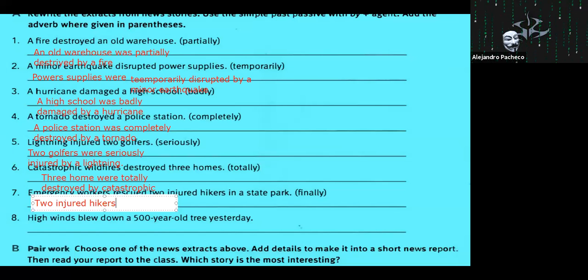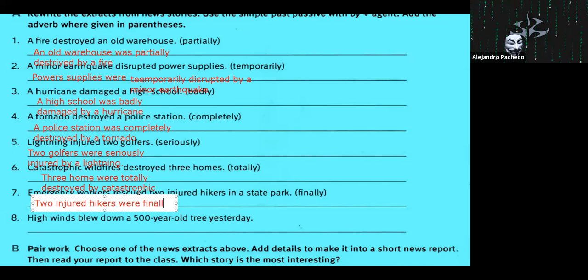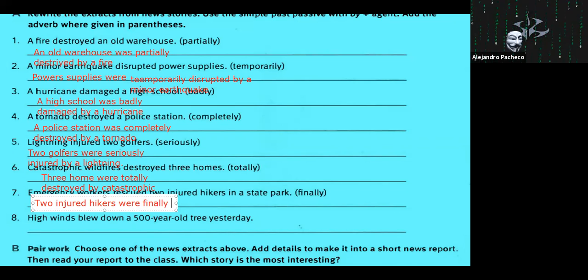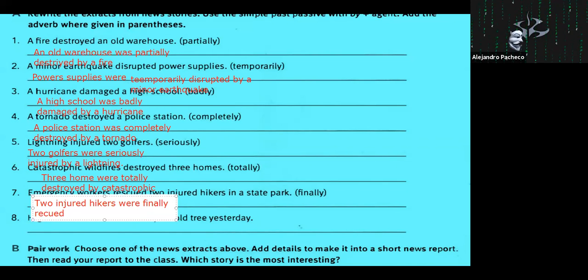Plural. Where? We use where. After where, we have to use finally. Yes, where, finally. Then we use the verb. What is the verb? Emergency worker. No. No, what is the verb? Rescue. Rescue.